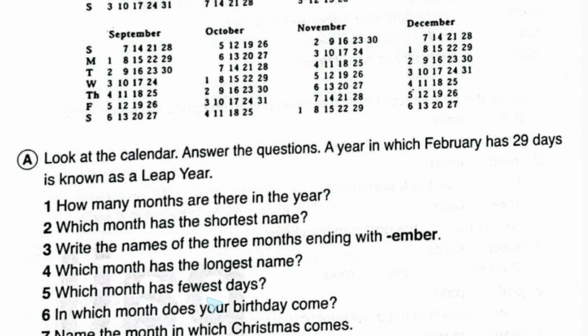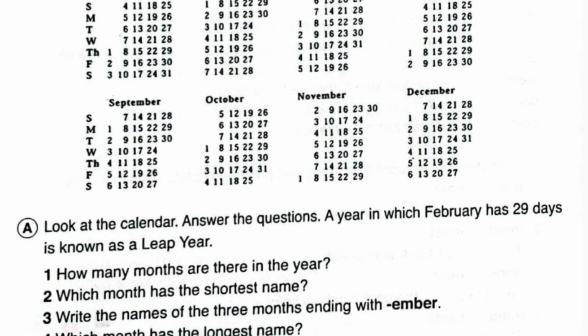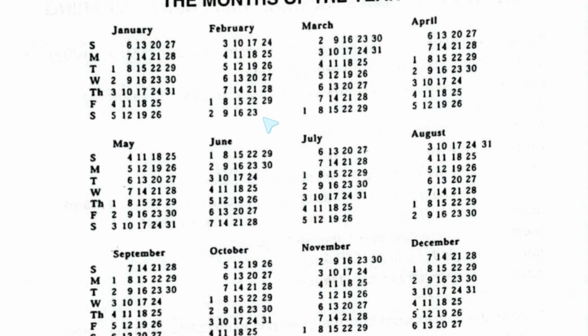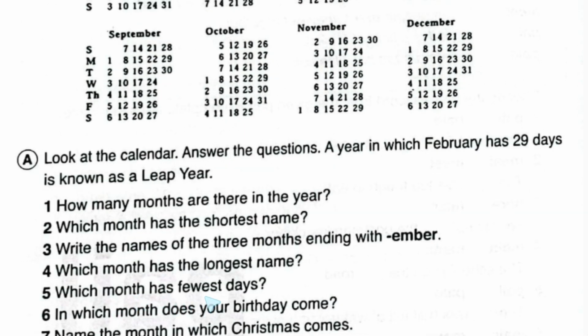Which month has the fewest days? This is also easy. We discussed it already. This is February. See here, February. If it is a leap year, then the month will finish with 29 days. Otherwise, it will finish with 28 days. So this question's answer will be February.